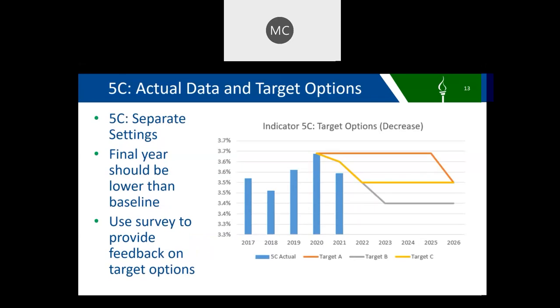This shows actual data for indicator 5C in the blue bars. The first target option, A, is the orange line that stays flat until it decreases in 2026. Option B is a gray line that shows a bigger decrease over time. Option C, the yellow line, also has a decrease but then levels out.